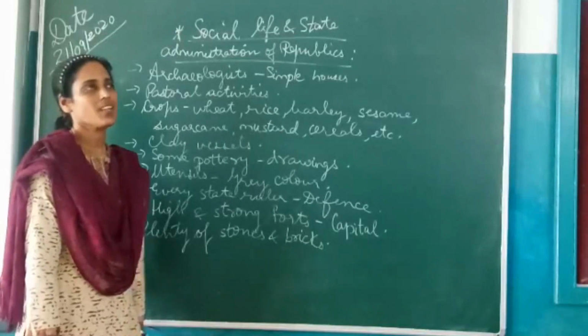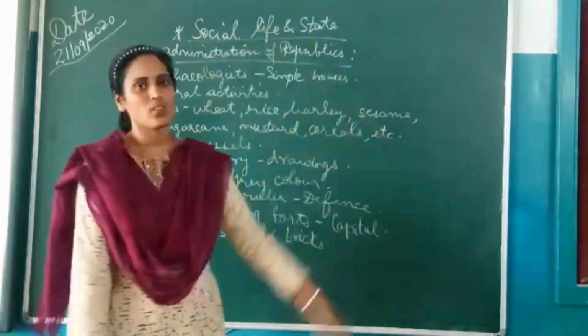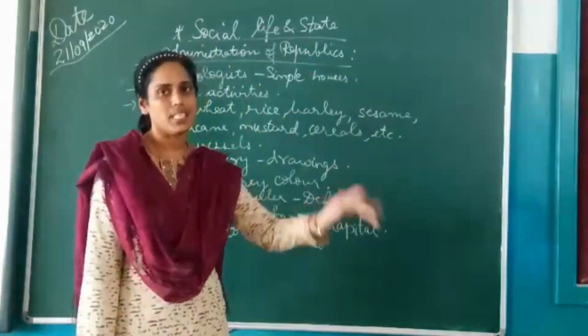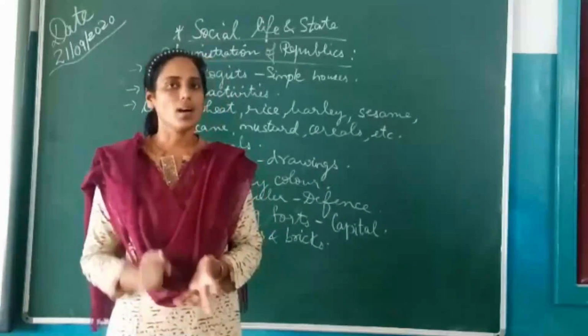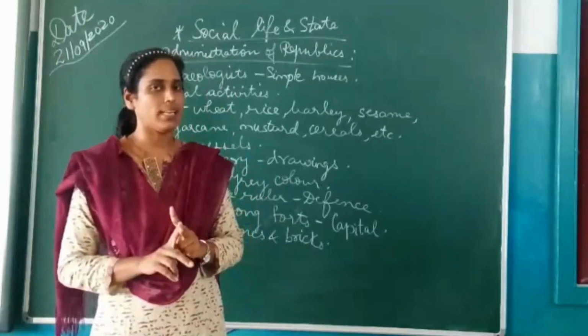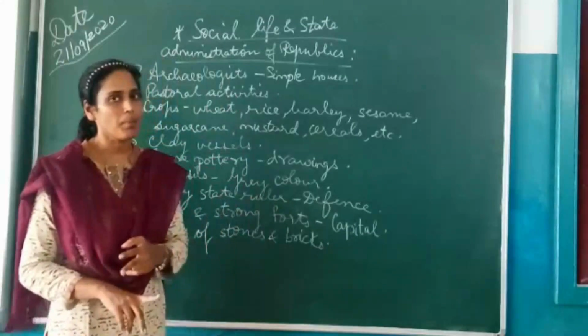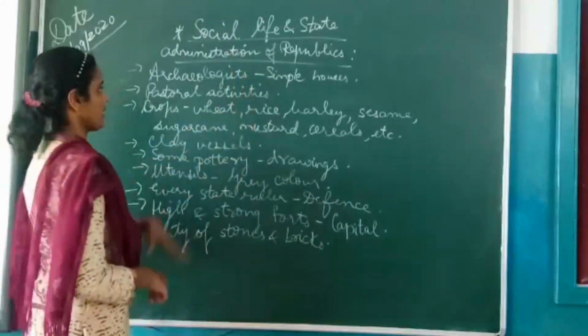Good morning, students. Today we will see about the social life and state administration of the republics, that is, the republic states. In the previous two videos we saw about Janpad and Mahajanpad, and in the Mahajanpad two types of system of governance, that is the monarchy and the republic. Now we will see the social life and the state administration of the republic states.